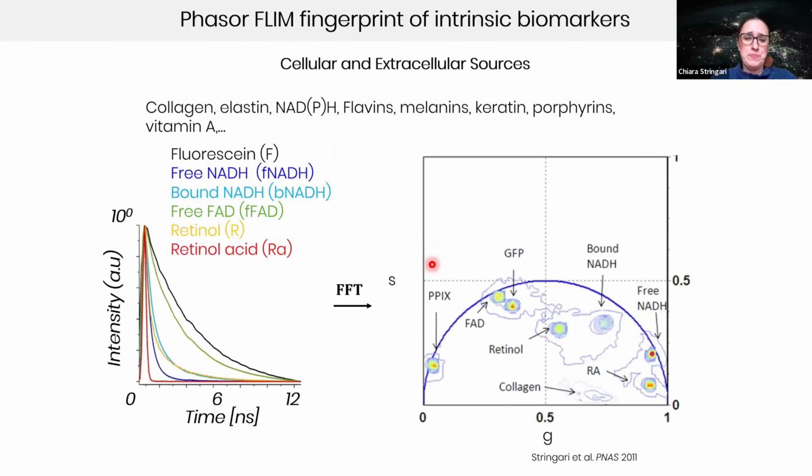This is, for example, the fingerprint of the most important intrinsic autofluorescence biomarkers that have been measured. We measured the lifetime, and then they have a specific location in the phasor plot. For example, here you have free NADH at 0.4 nanoseconds and bound NADH, which is multi-exponential. We use this as a map and a guideline to interpret our data, just keeping in mind that references in solution can only be a reference. When we go into cells and tissue, we need a more robust calibration because the pH and the viscosity are changing.